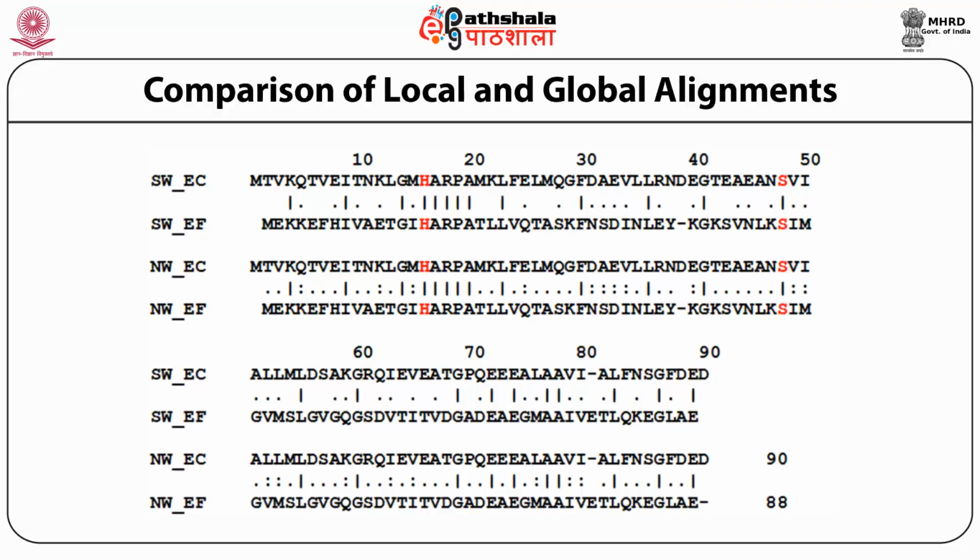The residues histidine and serine are important for its function in two bacteria, and these are aligned in both the alignments. Therefore, these alignments are meaningful for inferring functional homology between two proteins, which indicates that both the proteins might have similar structure also.